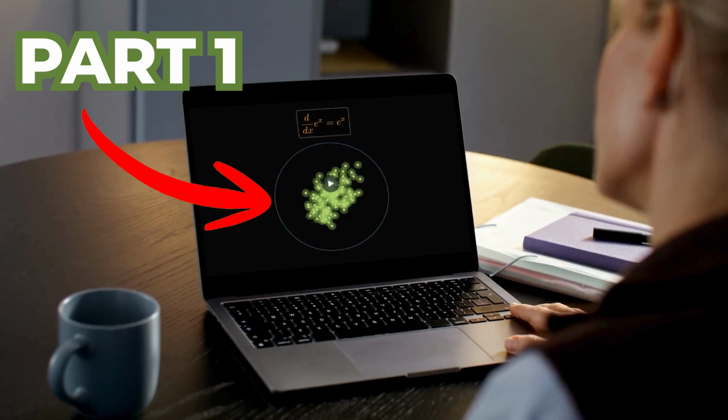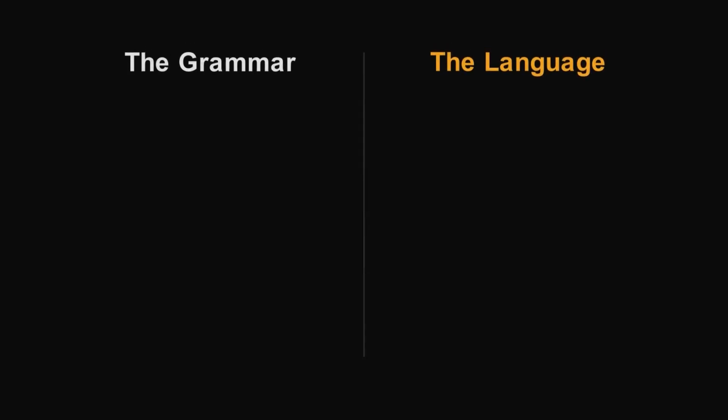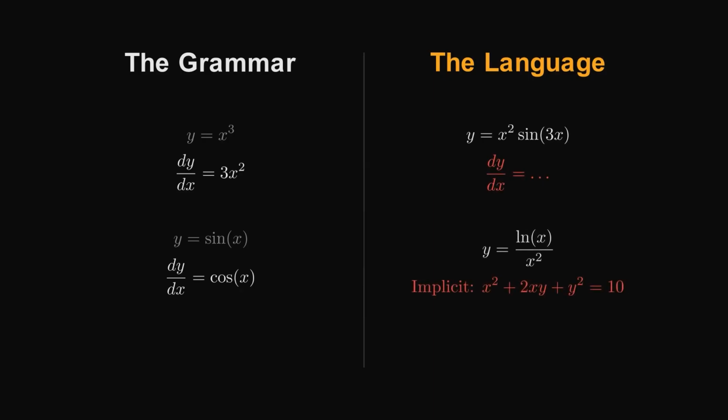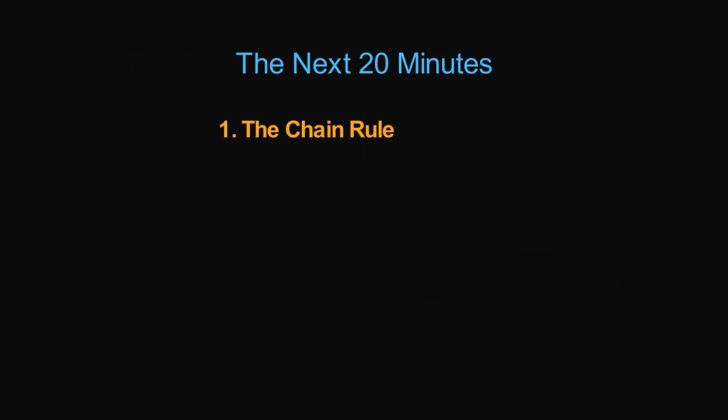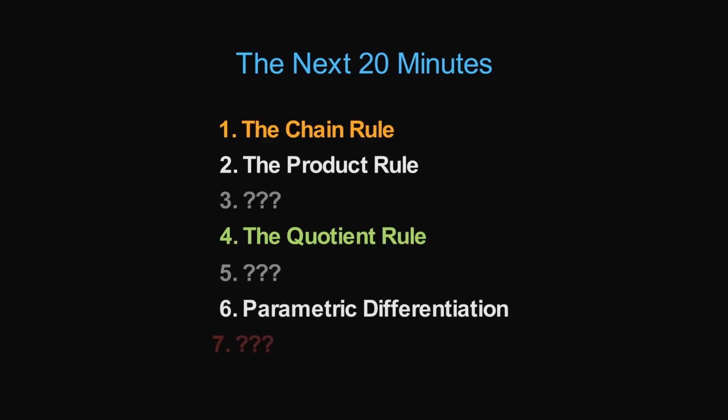Which means if you watched part 1 and thought you were ready for the exam, you're not. You've got the grammar, but you don't have the language yet. So in the next 20 minutes, I'm going to give you the 7 rules that separate A-star students from everyone else. So let's get into it.